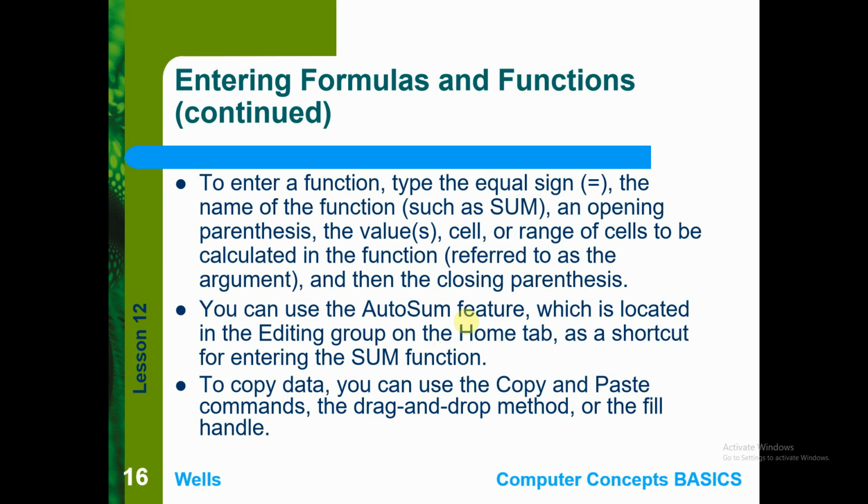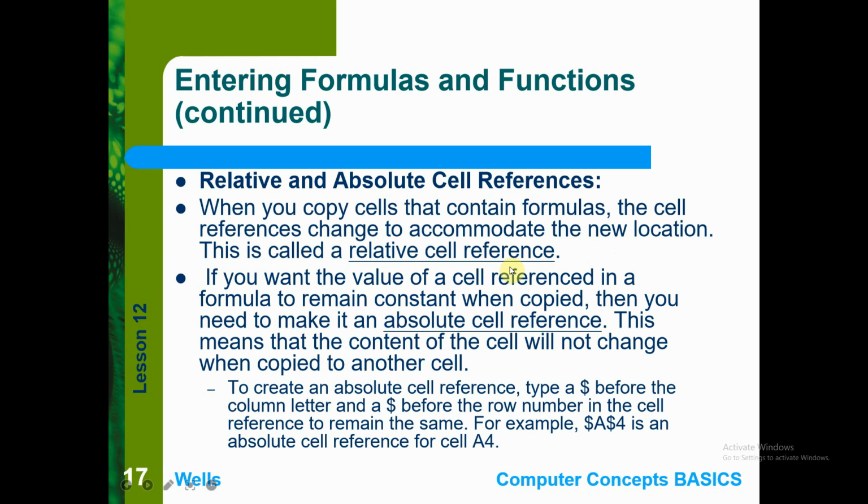Sa auto sum feature naman, makita mo na siya sa aton nga home tab, no? Aran mo sa editing group. Usually makita mo na ang function mo ng auto sum feature sa aton ng Excel. Mo ng shortcut naton for having the sum function to be implemented sa aton selected nga range of cells. Now to copy the data, you can use the copy paste commands, tapos drag and drop method kag filling the handle ay butang to sa data nga gamiton for your function nga calculations.